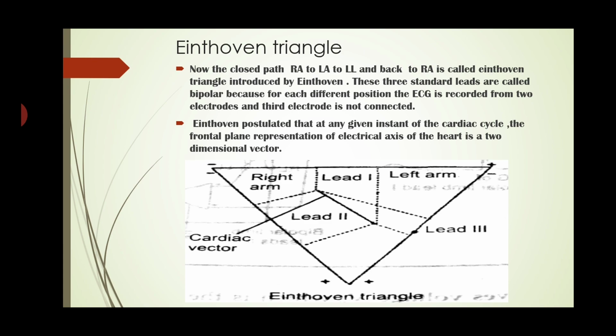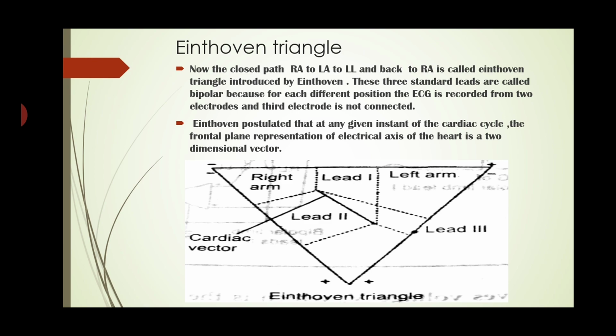The closed path from RA to LA to LL, that is, the right arm to the left arm to the left leg and back again to the right arm, is called the Enthoven triangle, introduced by Einthoven. These 3 standard leads are called bipolar because in each position the ECG is recorded from 2 electrodes and the third electrode is not connected.